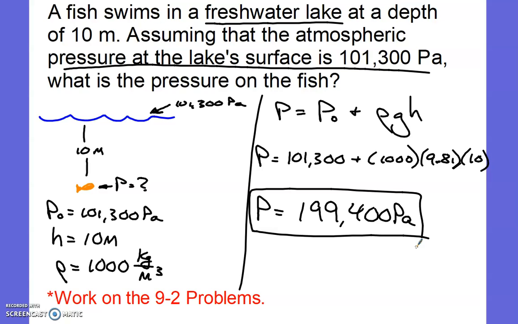I just want to point out this is almost double the pressure at the surface. This is almost 2 atmospheres. And all we've done is gone down 10 meters, and 10 meters is about 3 to 4 stories deep, closer to 3 than it is to 4. So it's about 3 to 4 stories deep, and we've already doubled our pressure. And so pressure increases very drastically as we go further down in water.